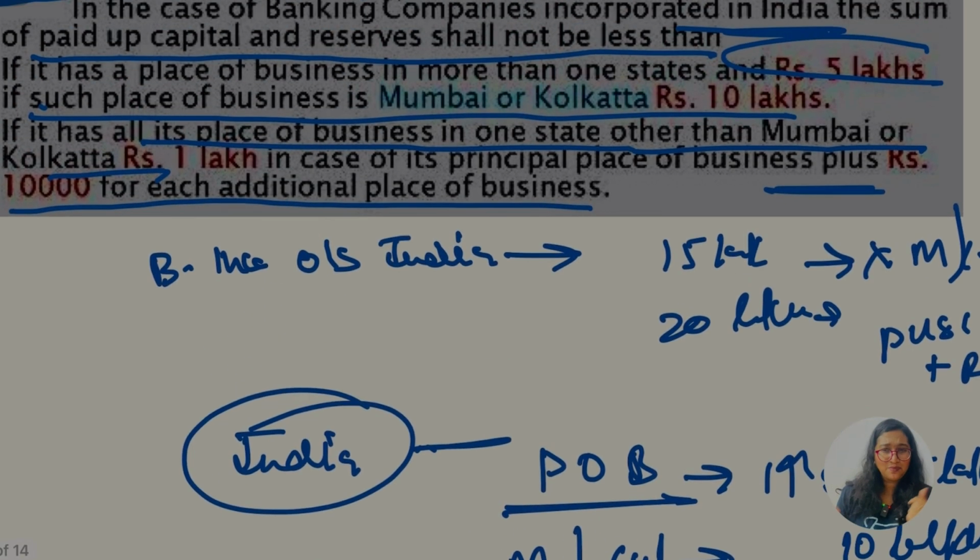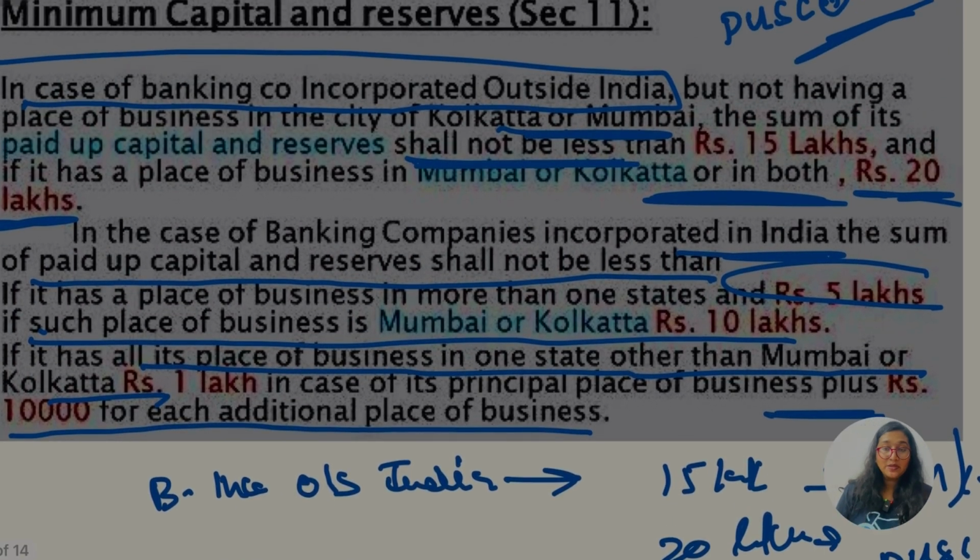Let me quickly recap, okay. First of all, if the business is incorporated outside India, the first point, okay. So the paid up share capital and the reserve to be maintained is minimum 15 lakh, sir, okay. And what if they are having a place of business in Mumbai and Kolkata, okay? In that case 20 lakh, simple, okay.